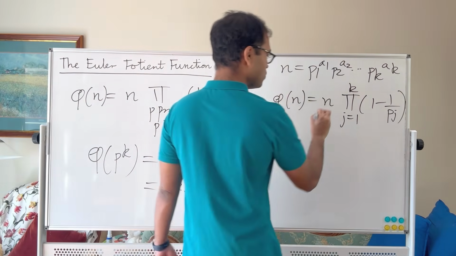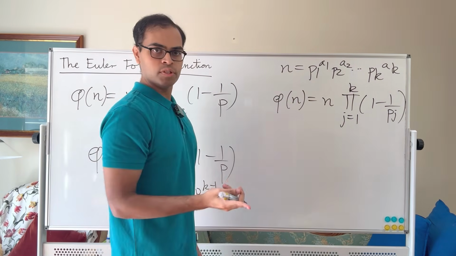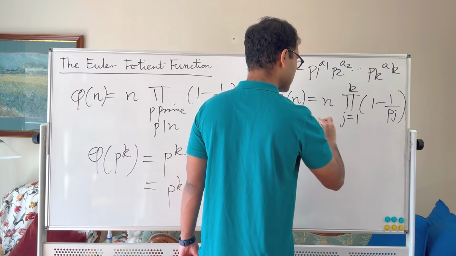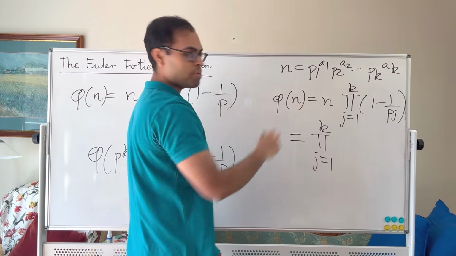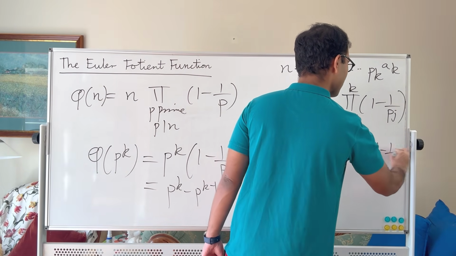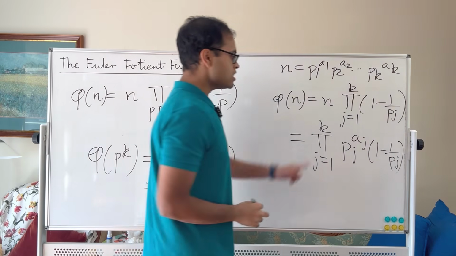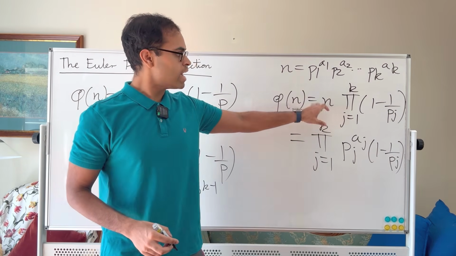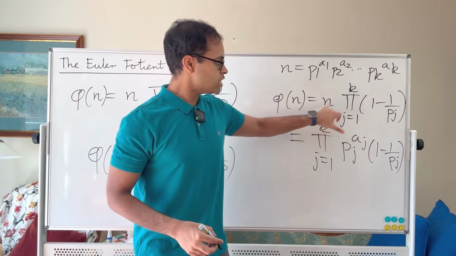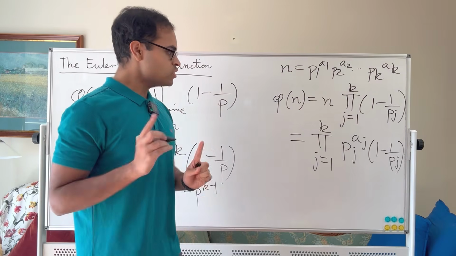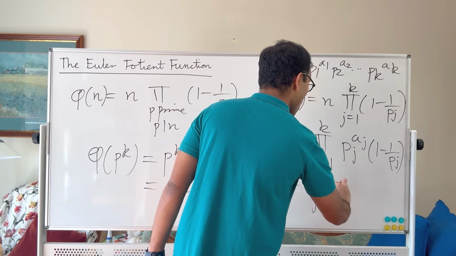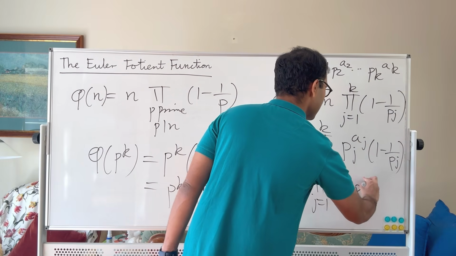Now once we've got this, we can observe that n itself is a product of those powers, so we can write this as the product as j varies from 1 to k, n is the product of all the prime powers, so we can factor this in and say pj power aj times 1 minus 1 over pj. I've just taken n as a product of prime powers and put that in. It's also a product as j varies from 1 to k of pj power aj, with the corresponding factors put in. And what's really cool now is this is actually just the product from j equals 1 to k of phi of pj power aj.